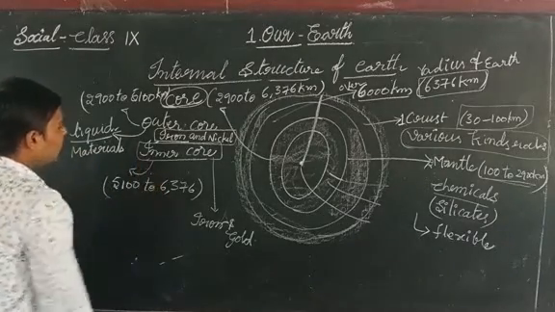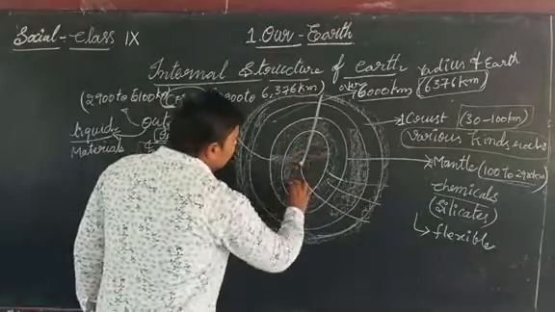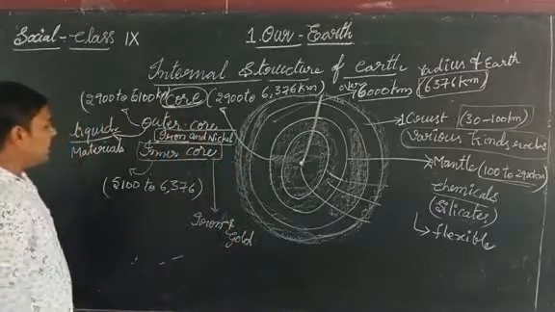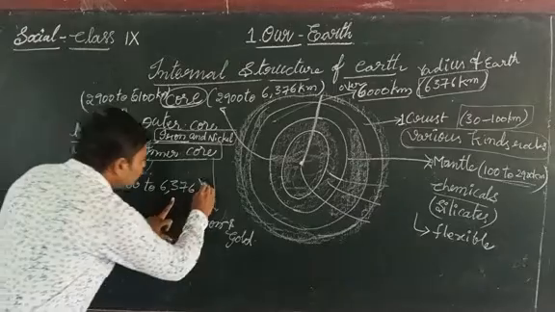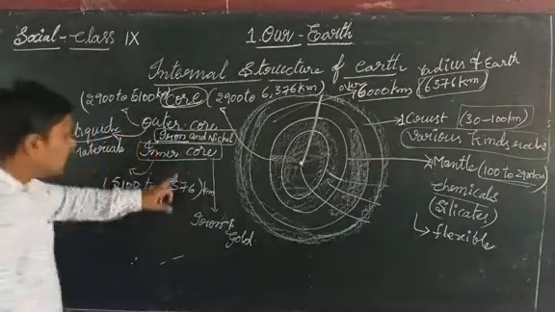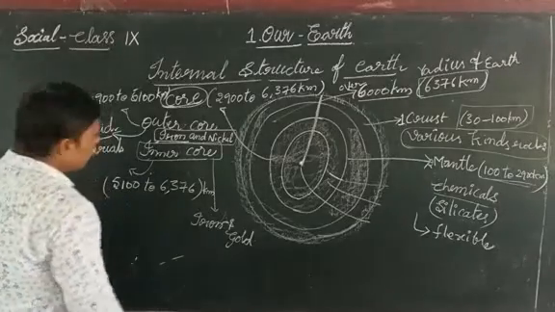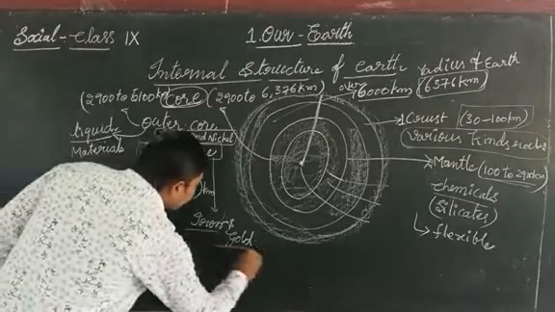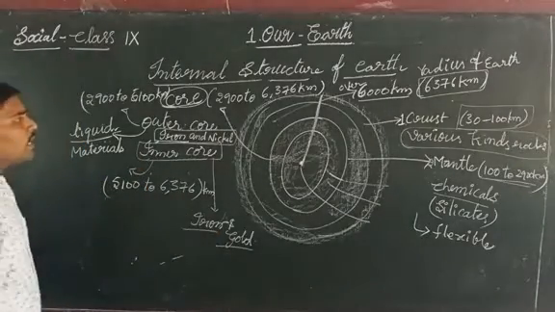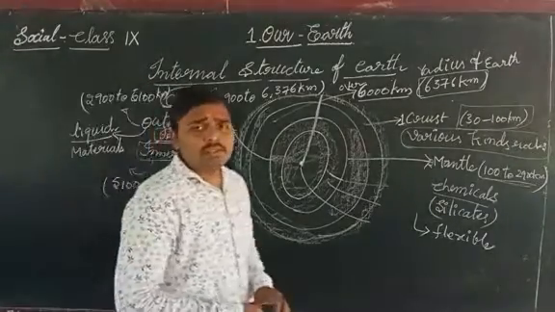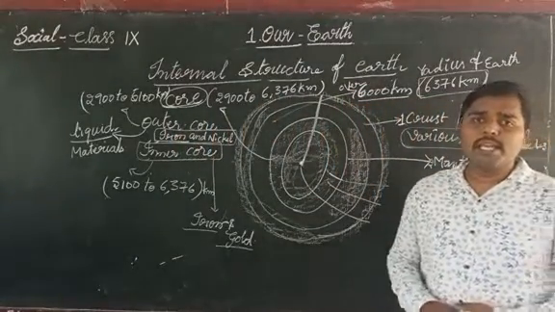Now coming to the inner core. This is the deepest part of the earth, and it varies from 5,100 kilometers to 6,376 kilometers. It has heavy substances and heavy materials lying in the inner core, iron and gold. These are the three types of layers.